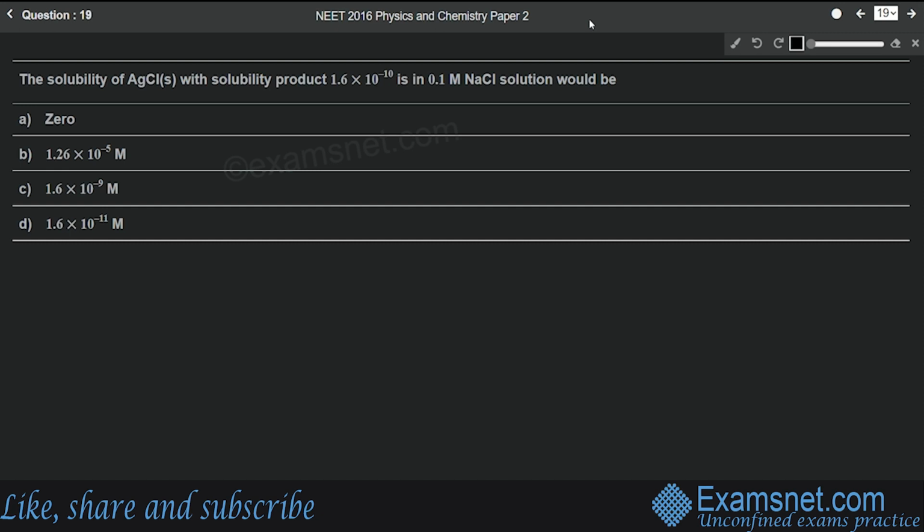Question number 19 is from the chapter Equilibrium, and the question is: the solubility of solid AgCl with solubility product 1.6 into 10 to the power minus 10 in 0.1 molar NaCl solution would be. Okay, so we have AgCl, and in aqueous state it will dissociate into Ag plus ion and Cl minus ion. If the solubility of AgCl is S, that means the solubility of Ag plus ion will also be S, and that of chloride ion will also be S.